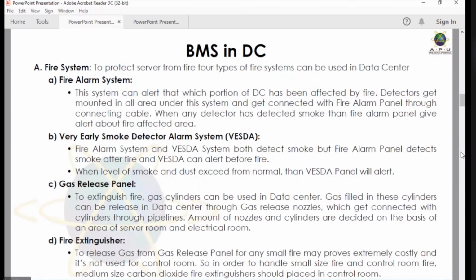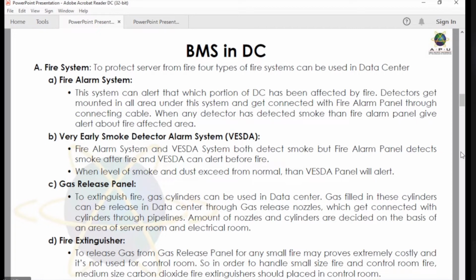So BMS in DC. We'll go into each of the main components of BMS. One of them is the fire system, because this is one of the very critical systems that has to be adopted in data centers, to protect servers from fire. Four types of fire systems can be used in data centers.